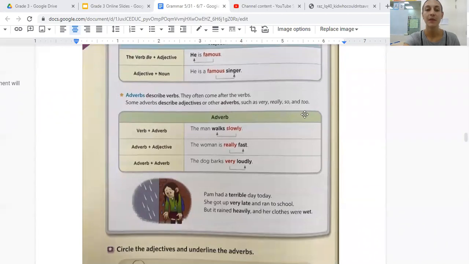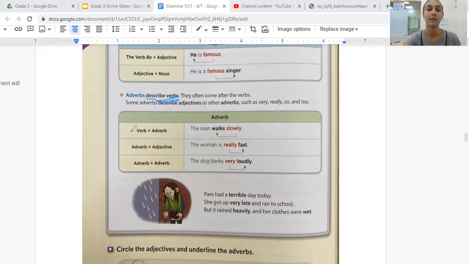Now with adverbs, we have a couple options. The main one is to describe a verb. Adverb describes a verb. Verb and adverb, okay? You shouldn't mix those up very often. Verbs are action words. So adverbs often come after the verbs.